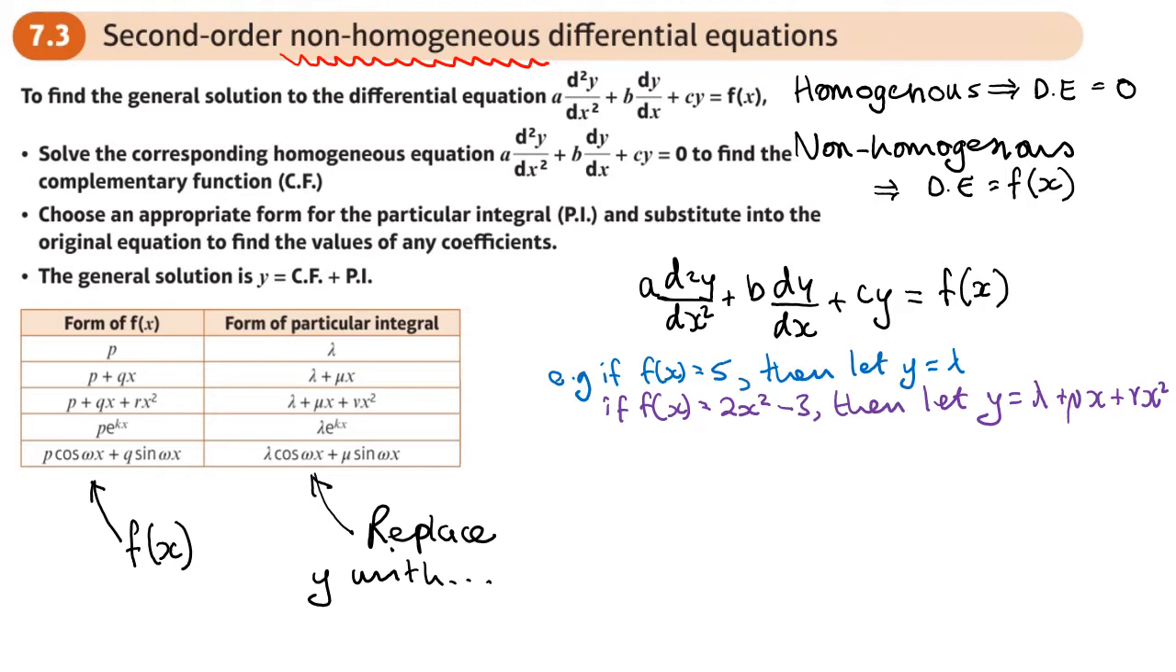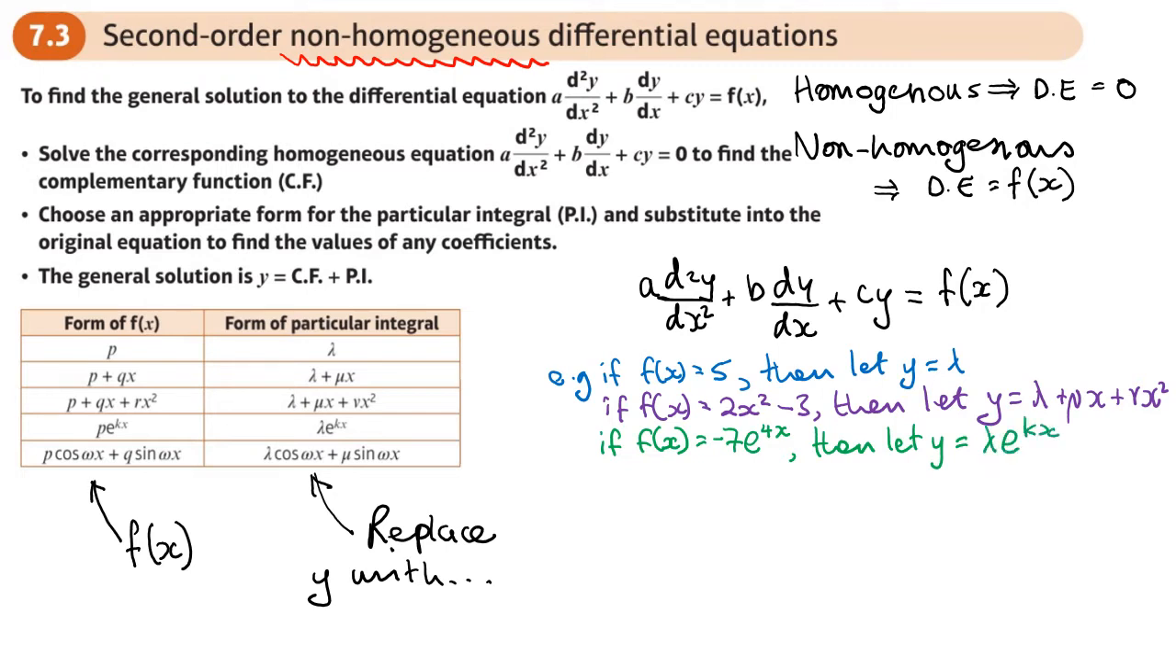And let's just do one more so you can get the idea. If f of x was equal to negative 7 e to the power 4x, then I would let y equal to, so I look at the table here, you do need to memorize this, it's not in the formula book. Y would equal lambda e to the kx.